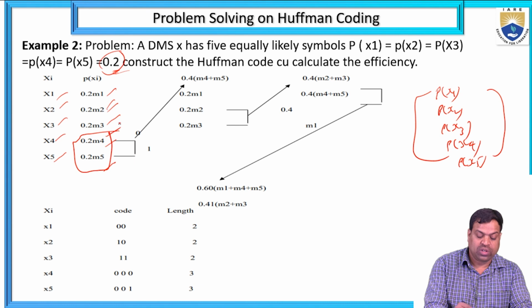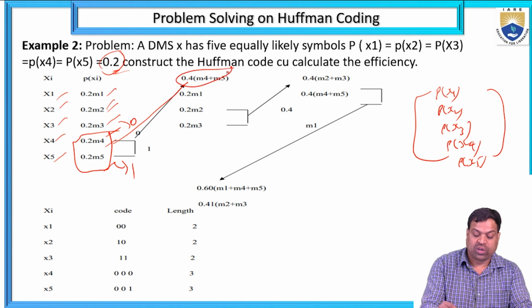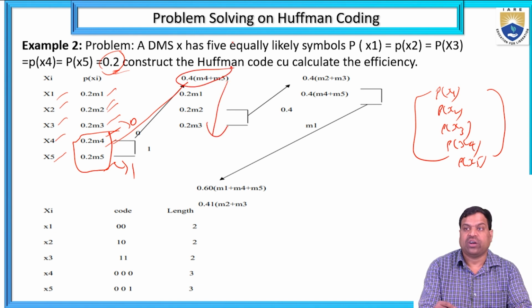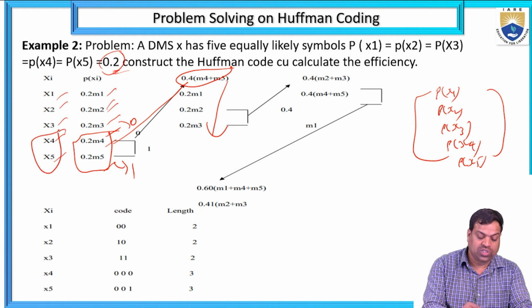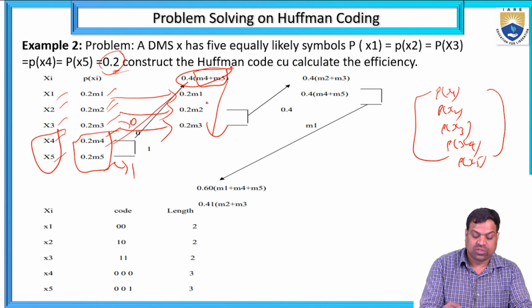Okay, last two values, what we have to do? I am taking this as a 0 and this as a 1. Okay, 0.2 plus 0.2 is 0.4. I am going from higher order to lower order. So it is a higher value, I am taking 0.4, that is m4 and m5. The remaining I am taking as is: m1, m2, m3.